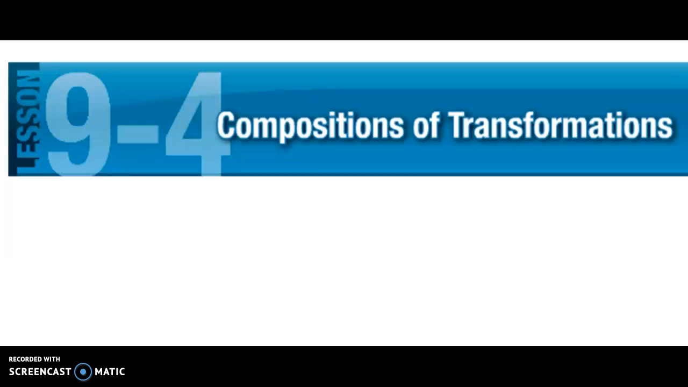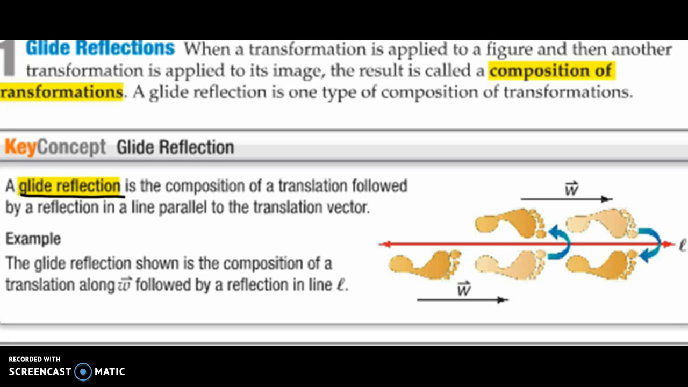So today we're going to be talking about section 9.4, which is on composition of transformation. What we're going to be talking about is taking everything that we've learned so far, translations, rotations, and reflections, and combining them. The first one that's kind of important to know is what's called a glide reflection, and essentially that is a rotation and a translation.